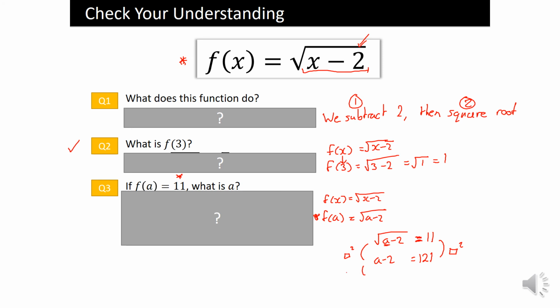And last step, add 2. Because we've got a minus 2, we want just a, add 2, so 123. So we've worked out what our input would be to give the output of 11.